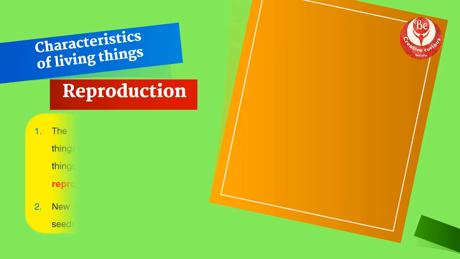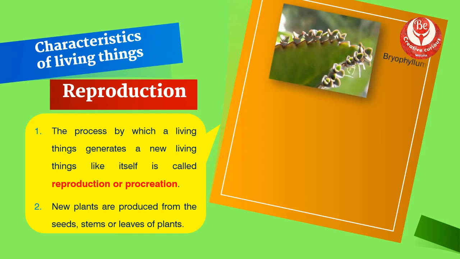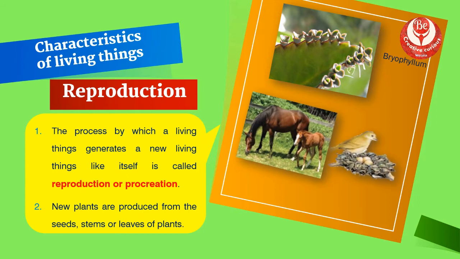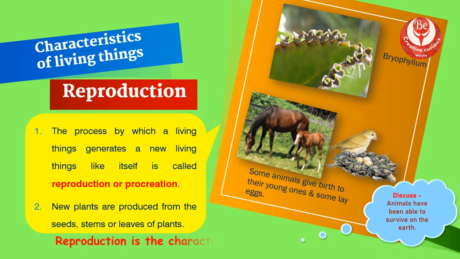Reproduction. The process by which a living thing generates a new living thing like itself is called reproduction or procreation. New plants are produced from the seed, stem or leaves of plants such as bryophyllum. Some animals give birth to their young ones and some lay eggs. Discuss why animals have been able to survive on the earth. Reproduction is the characteristic of living things.